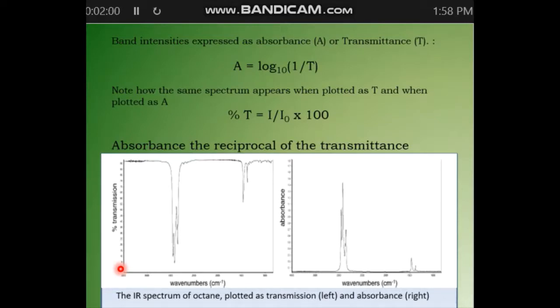The band intensities are expressed in units of absorbance or transmittance on the y-axis. Absorbance is the reciprocal of transmittance, as we can see from the formula. The spectra here are the IR spectrum of octane, with percentage of transmission on the y-axis on the left side and absorbance on the y-axis on the right side. In both cases the spectral data is the same, but the spectra look flipped upside down.